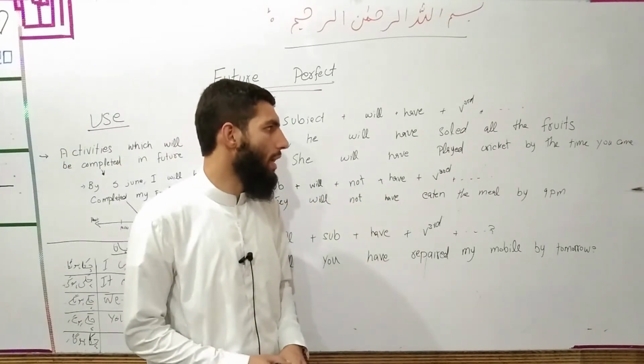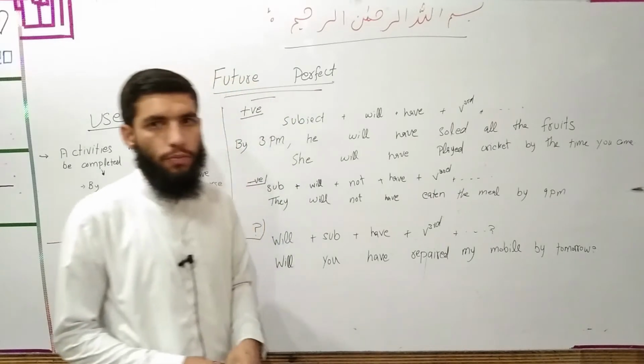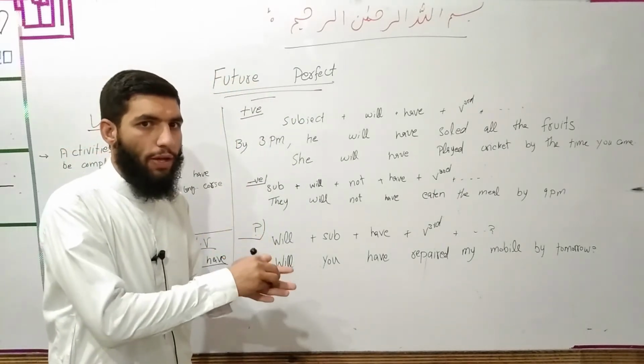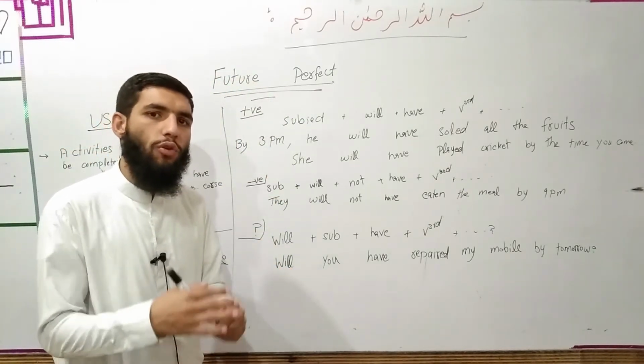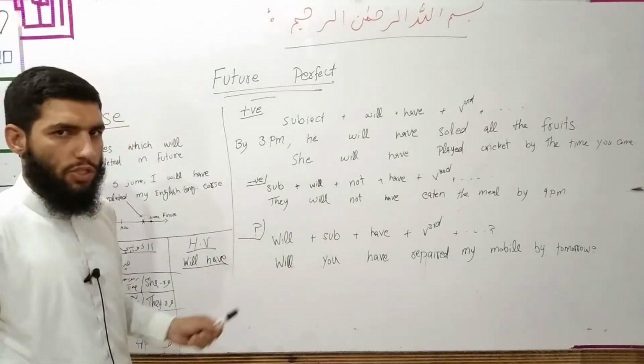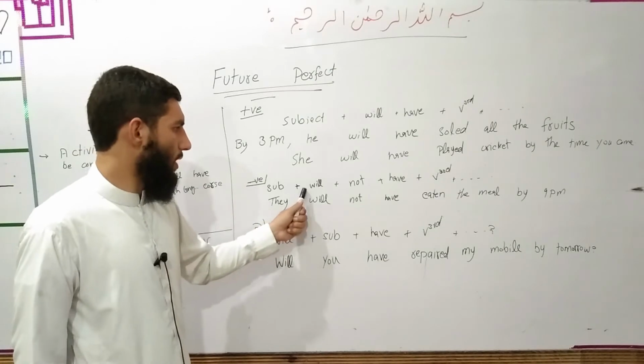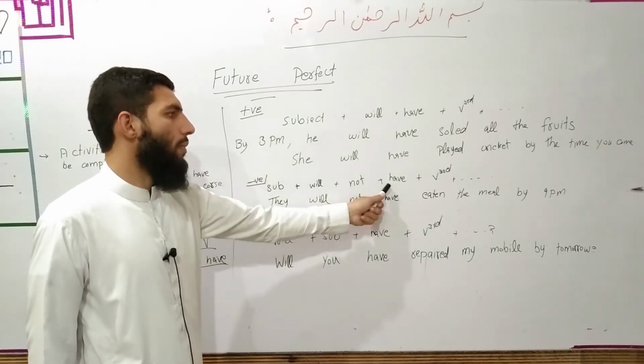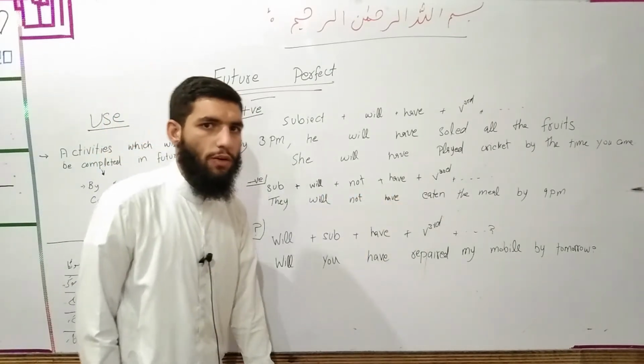She will have played cricket by the time you come. The negative structure: subject plus will plus not plus have plus verb third form.